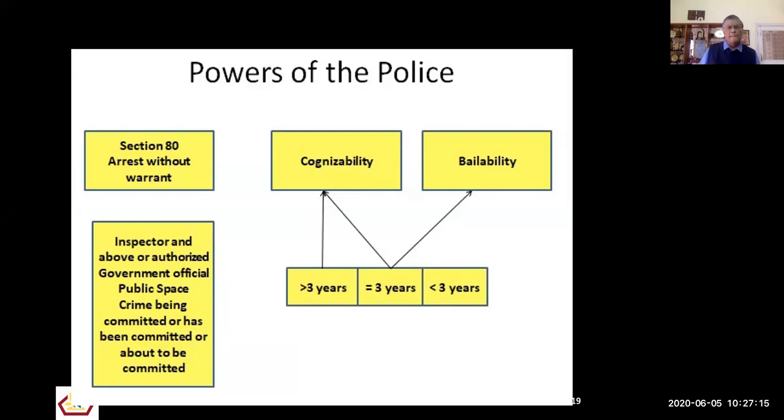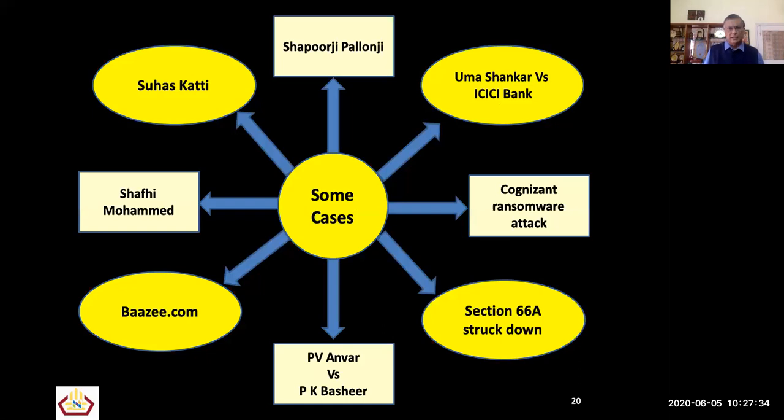Normally an inspector of a police station is the authorized person. There are also instances where an official of the government can be provided the power to investigate and even cause arrest of a person in a public place. So these are provided for in the Information Technology Act.